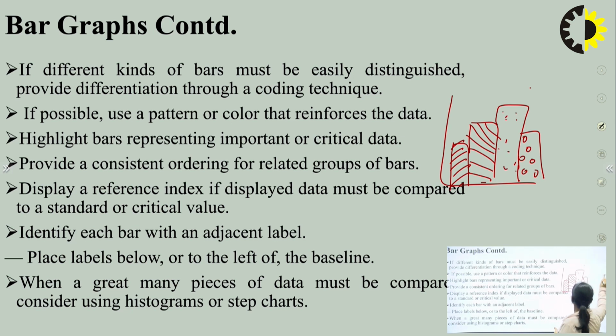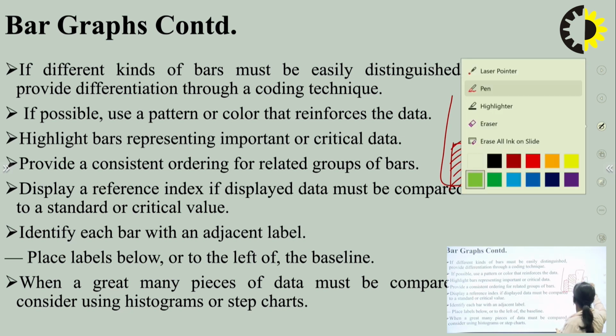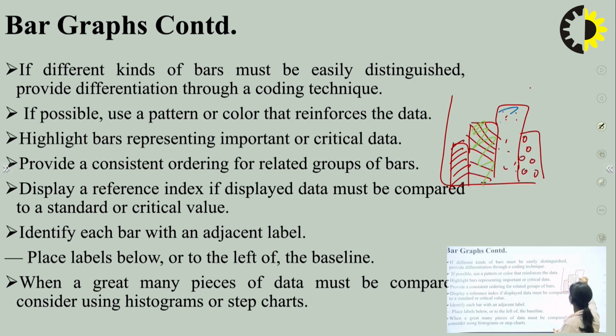That means if this is red color, then second is green color. Third is our blue color, and according to that we can easily differentiate according to our pattern or our color. Then provide a consistent ordering for relating groups of bars. Display a reference index if displayed data must be compared with a standard or critical value. That is the same as our previous point.